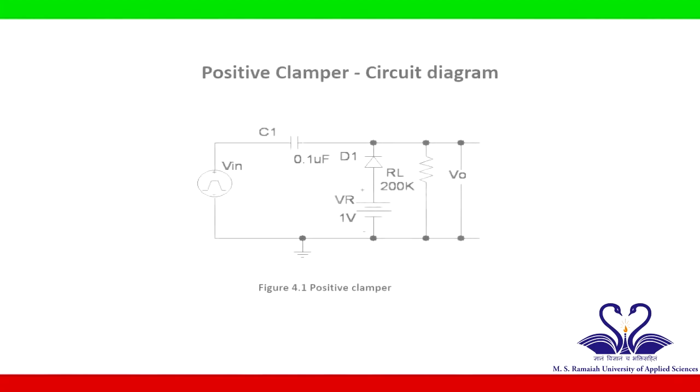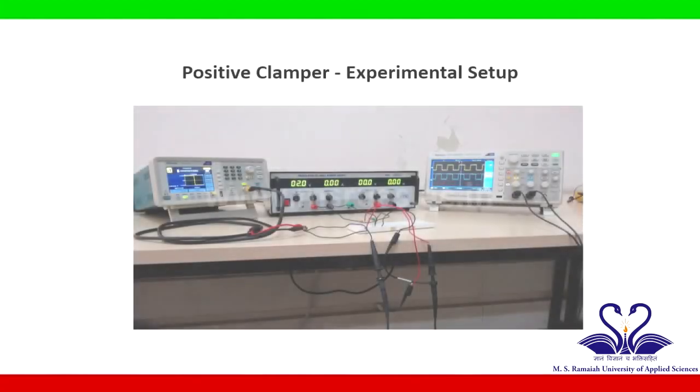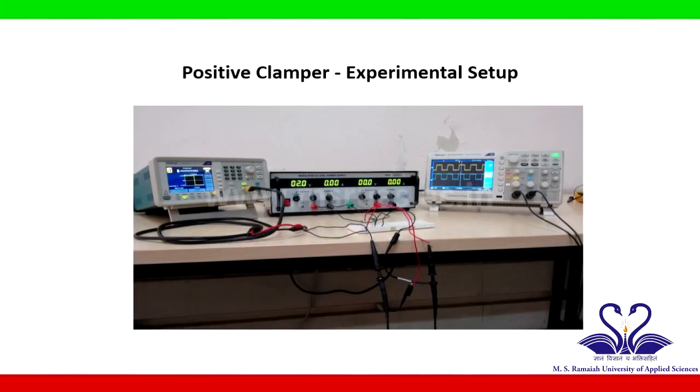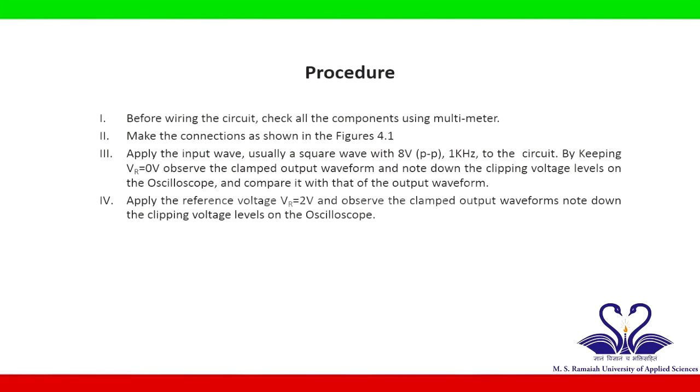Figure shows the circuit diagram for positive clamper. Construct the given circuit diagram for positive clamper on breadboard. Oscilloscope and function generator is connected to the breadboard using probes. Set an input signal in the square waveform of 1 kHz frequency and 8 volt peak-to-peak amplitude in the function generator. Apply this signal as input.